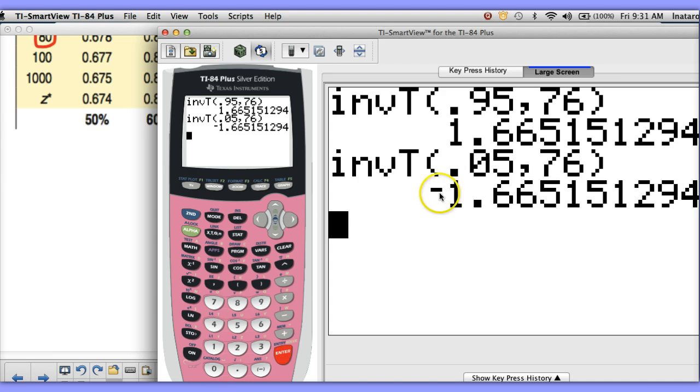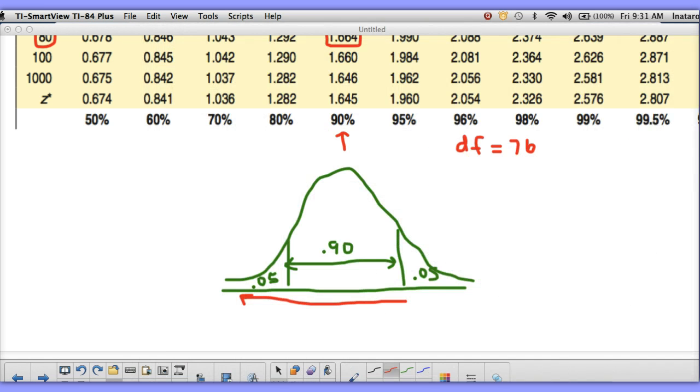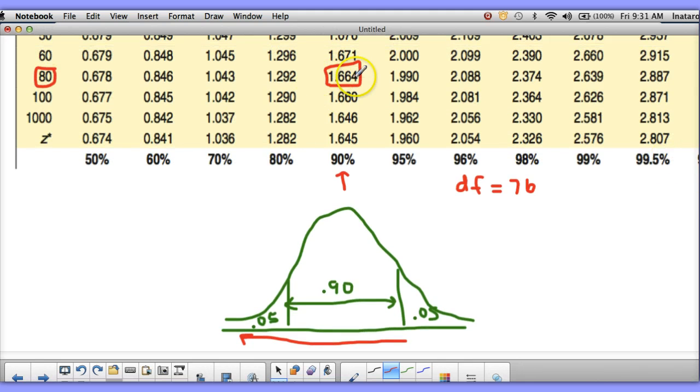Same result, but the opposite sign, because now we're in the lower part of the distribution where z-scores and t-scores are negative. Let's see how the 1.665 number compared to the number in the table. The number in the table was 1.664 versus 1.665 from the calculator. Pretty close. All right.